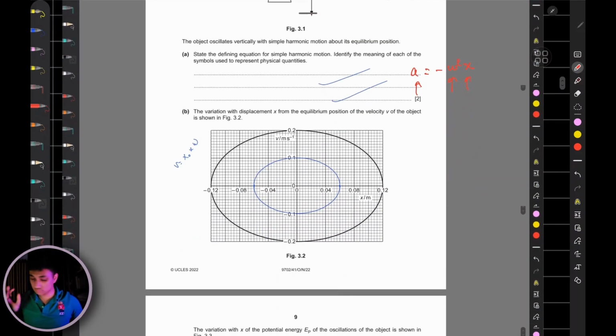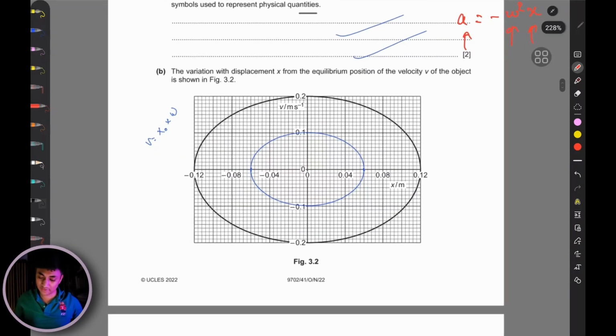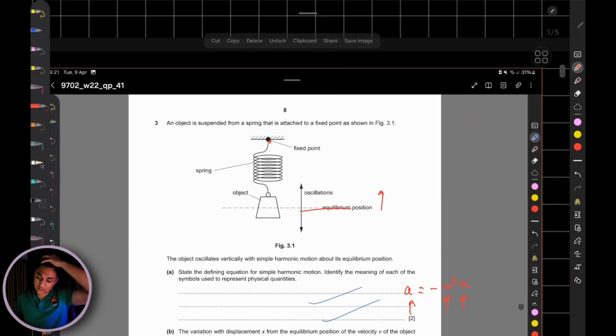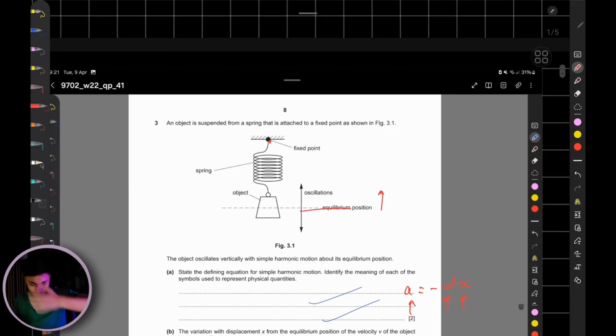So if you tell all of that, you're going to get 2 marks. Now, part B, the variation with displacement x from the equilibrium position of the velocity of the object is shown, right? So it's showing you how the velocity is going to vary. Even without looking at the graph, you can tell at equilibrium position, it's going to be maximum velocity, right?